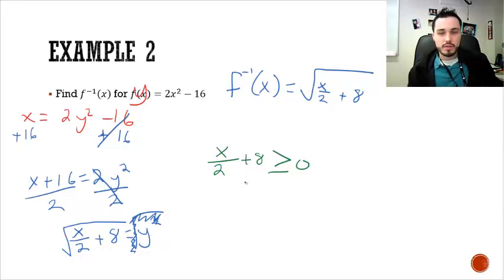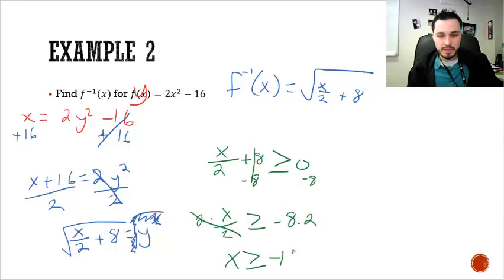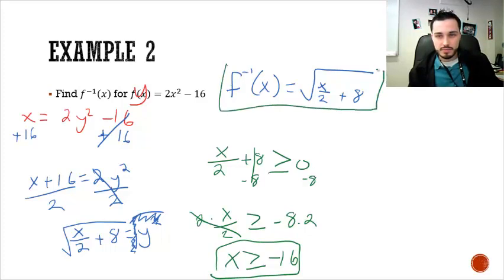And so here I'm going to subtract 8 on both sides first. x over 2 must be greater than or equal to negative 8. And then I'm going to multiply both sides by 2. So then x has to be greater than or equal to negative 16. As long as x is anything greater than or equal to negative 16, then whatever's inside my square root here will be at least 0 or positive, which is what it needs to be. So that's my answer. That's my domain restriction, and that's my inverse.